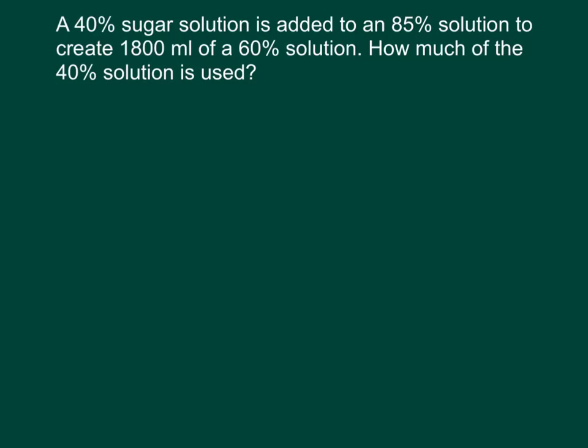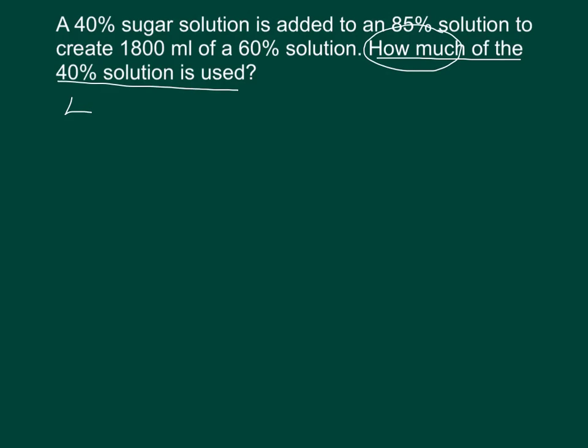So basically with this question, the way that we decide what our variables are going to be is by looking at what the question is actually asking. The question is asking how much of the 40% solution is used. So "how much" are the keywords, because when we see those words, I know we're talking about amount, so it's important to remember that. I'm going to start with identifying my variables because that is key.